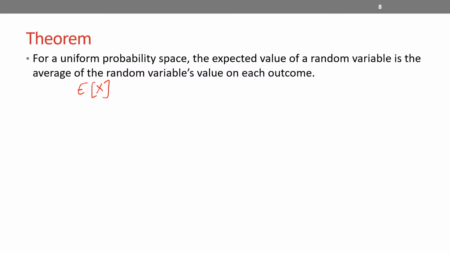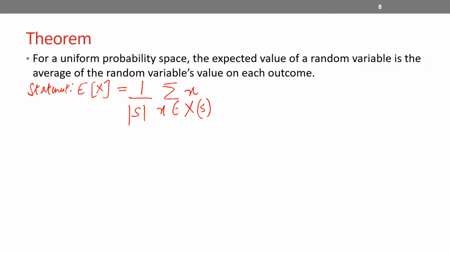So the expectation of x, what this is stating, in mathematical terms, is that the expected value of x, let's say in a uniform probability space, is essentially 1 over the cardinality of my sample space times the sum of all the x's such that x belongs to my random variable X that's defined on a sample space S, right?